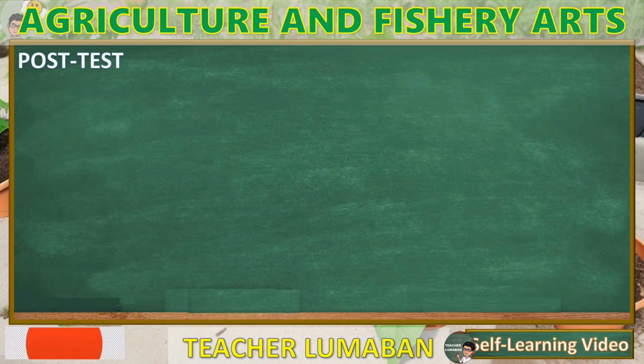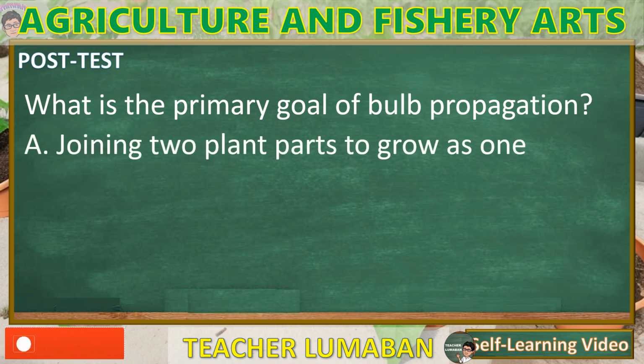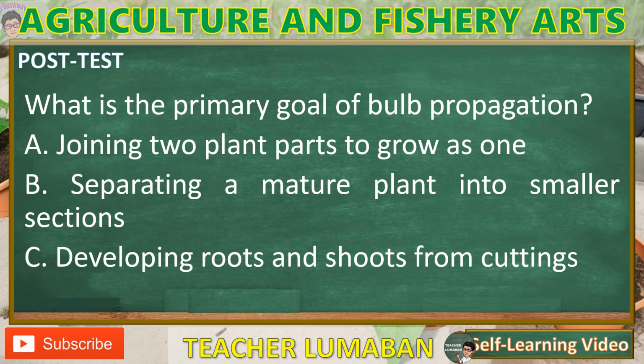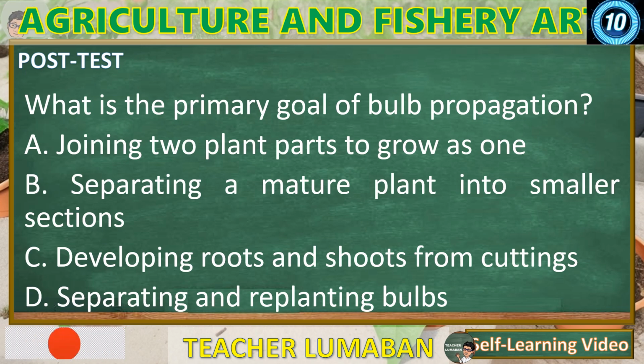What is the primary goal of bulb propagation? A. Joining two plant parts to grow as one. B. Separating a mature plant into smaller sections. C. Developing roots and shoots from cuttings. D. Separating and replanting bulbs.